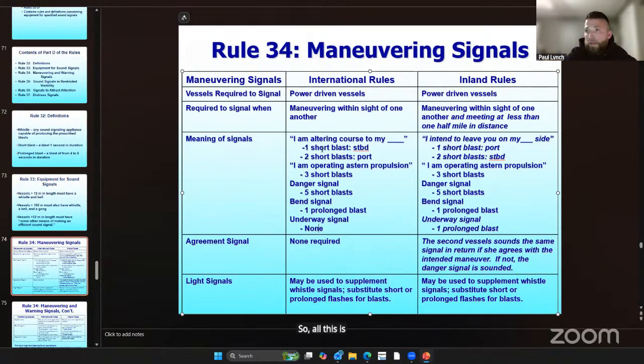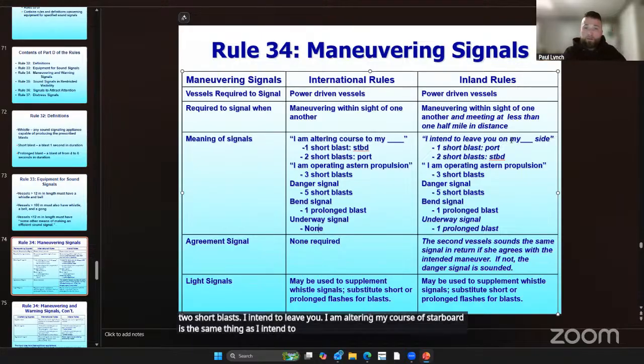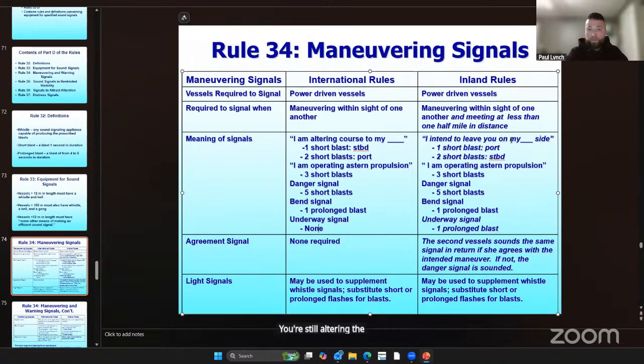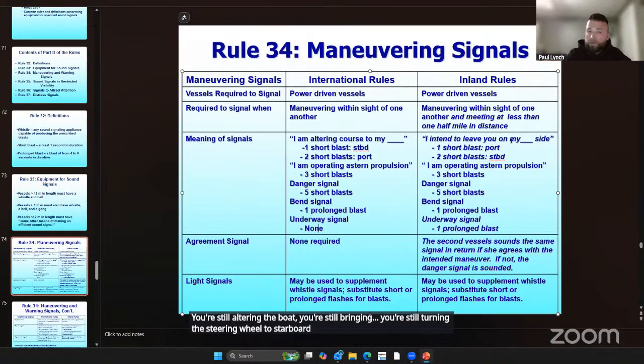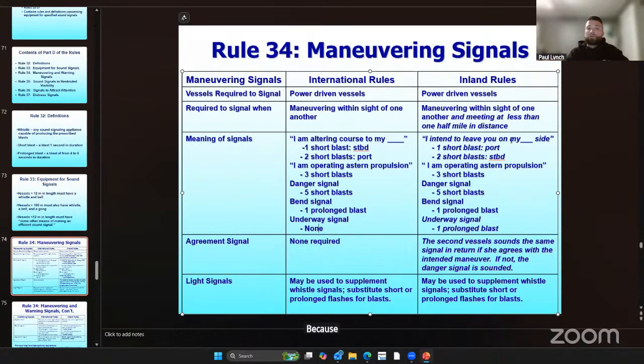So all this is the same. One short blast, one short blast, two short blasts, two short blasts. I intend to leave you on my port side is the same as I am altering my course to starboard. You're still altering the boat. You're still turning the steering wheel to starboard. It's just the language of it, because in inland waters you need permission. In international waters you don't.